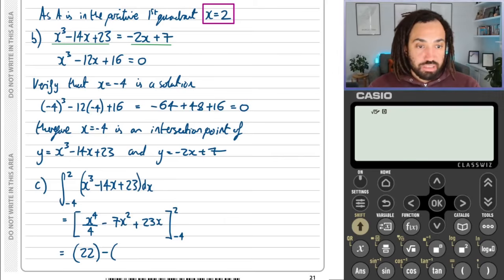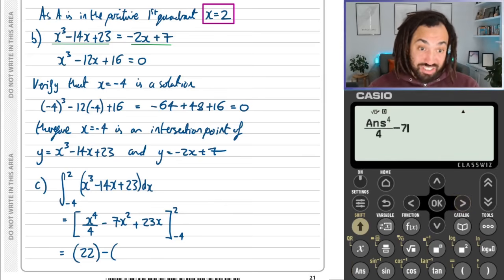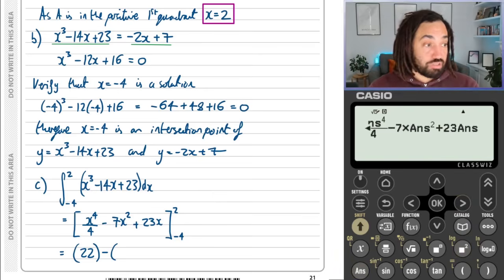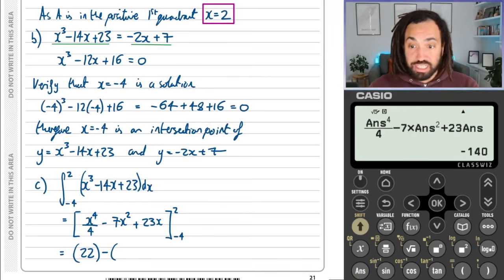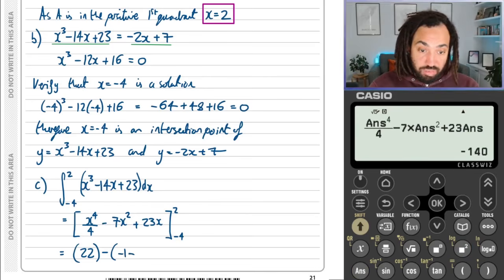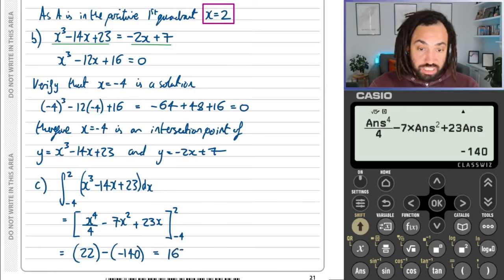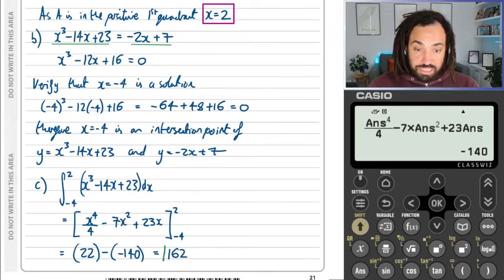Okay, so lower limit, we're going to do, in fact, maybe a quicker way of doing this, minus 4 equals, and then we're just going to use the answer button. So we're going to say answer to the power 4 over 4 minus 7 times answer squared plus 23 times answer, and because the answer is all minus 4, that should give us exactly what we need, and it's minus 140. Okay, so overall, by algebraic integration, that is going to be 162. Okay, right, let's bag that up.